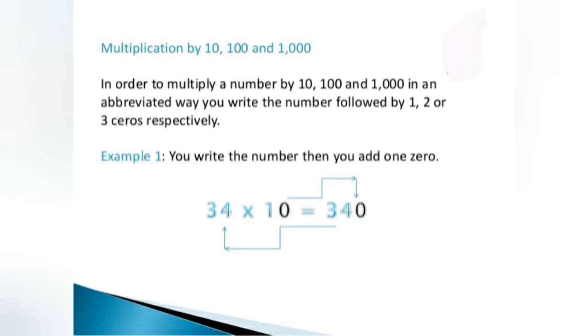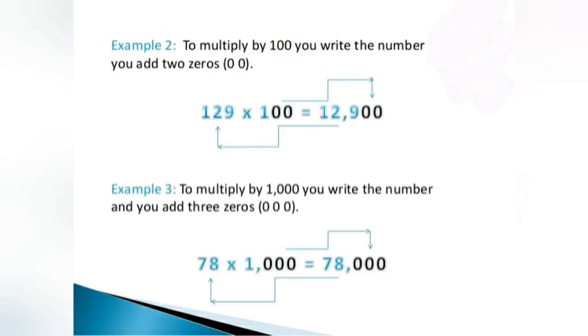So now multiplication by 10, 100, 1000 or 10,000. So here we have an example. You write the number, then you add the number of zeros we have over here. For example, we have one more example, 129 multiplied by 1000. First we have to multiply 129 by 1, and when we multiply any number by 1, we get the number itself, and then we add the number of zeros. This is how we multiply the numbers.